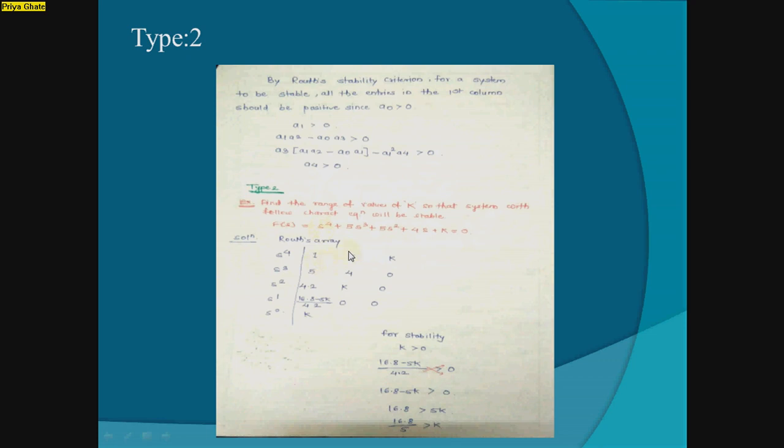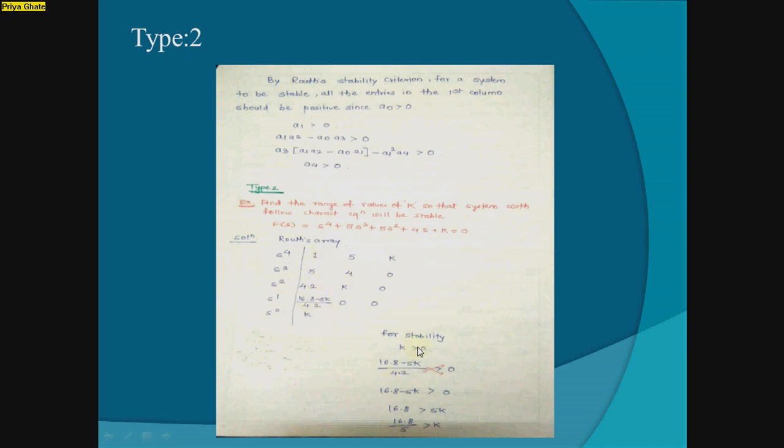The coefficient of s raised to 4 is 1, the coefficient of s square is 5, then k. The second row is 5, 4, and there is no coefficient, that's why we have taken 0 here. Now we have to find the values b1, b3, b5, c1, c3, d3. By solving this, we get this column here.